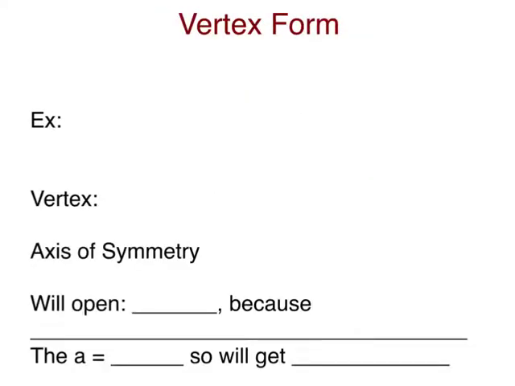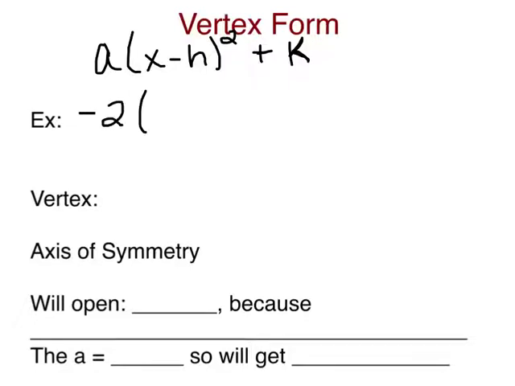The second form I would like to talk about is the vertex form. And once again, I'm going to give you the letter version so that we can talk about it and explain what this form is all about. A times x minus h to the second power plus k. So what that means is, and for an example I'm going to give you, it's going to be negative 2 times x minus 5 squared plus 3.